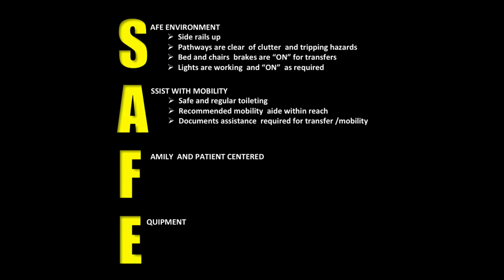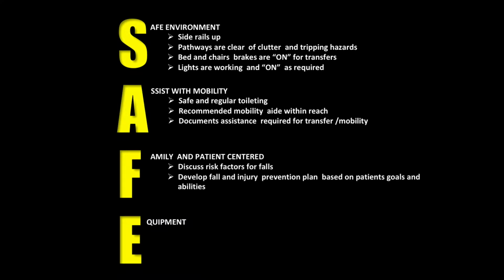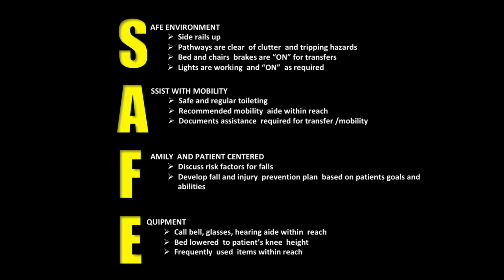F for family and patient-centered. Discuss risk factors for falls, develop a fall and injury prevention plan based on the patient's goals and abilities. E for equipment. Call bell, glasses, hearing aid are within reach. Bed lowered to patient's knee height. Frequently used items are within reach. Non-slip footwear available and being used.